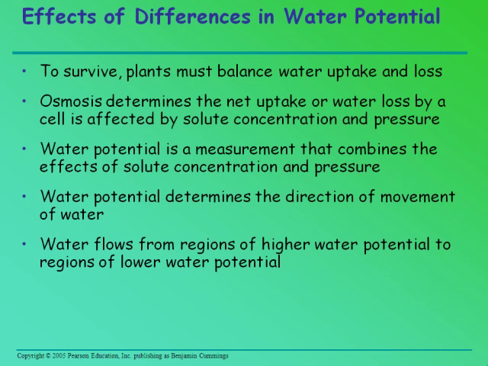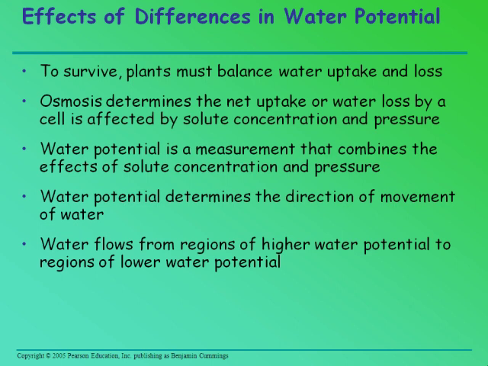Okay, effects of differences in water potential. So, common sense, plants have to balance water uptake and water loss. So osmosis definitely comes into play and determines the net uptake of water or water loss by a cell, affected by the concentration of the solutes in the water and then the water pressure. So water potential is a measurement that combines the effects of solute concentration and pressure. So water potential we're going to be talking about.